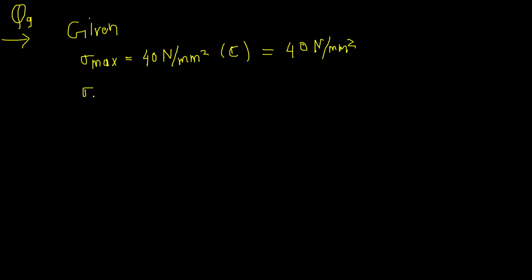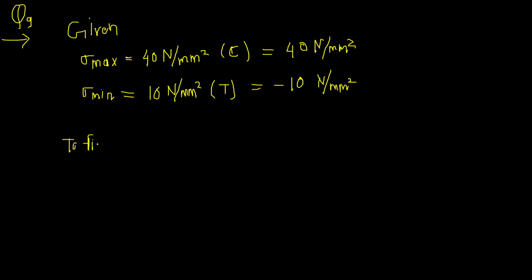Okay, next is sigma minimum. Minimum stress is given as 10 Newton per mm square, but in the bracket it is given as tensile. Now to remove this tensile from the bracket, we will have to use the negative sign, that is -10 Newton per mm square. And we have to find out the stress at the center of the section, stress at the center of the section and its nature.